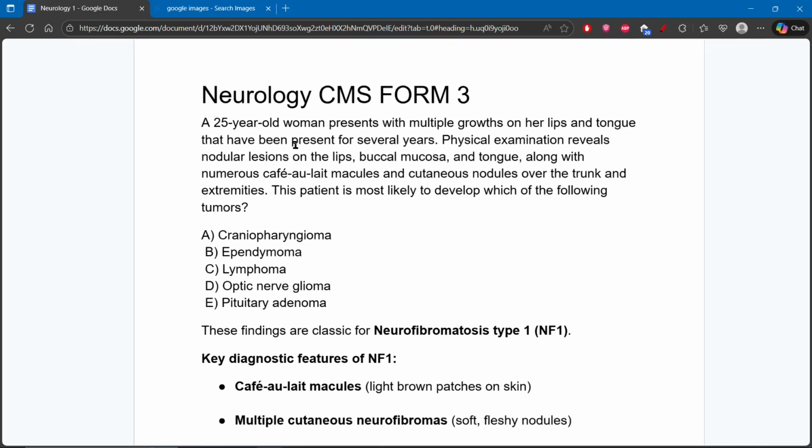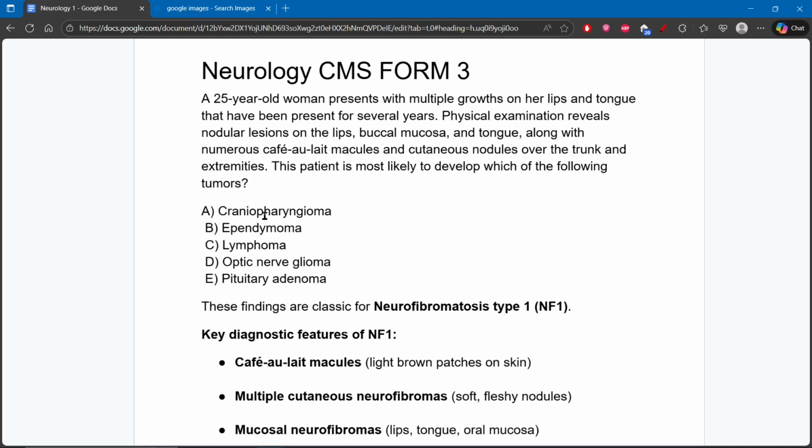So the first question is: a 25-year-old woman presents with multiple growths on her lip, tongue that have been present for several years. Physical examination reveals nodular lesions on the lips, buccal mucosa, and tongue, along with numerous cafe au lait macules and cutaneous nodules over the trunk and extremities. This patient is most likely to develop which of the following tumors: craniopharyngioma, ependymoma, lymphoma, optic nerve glioma, pituitary adenoma.